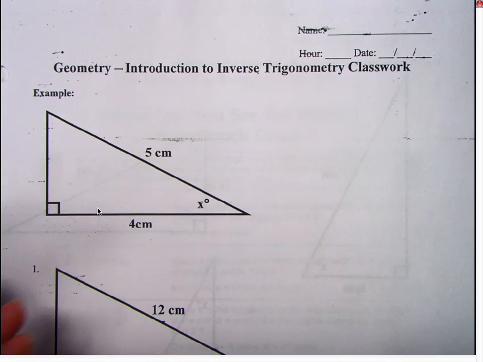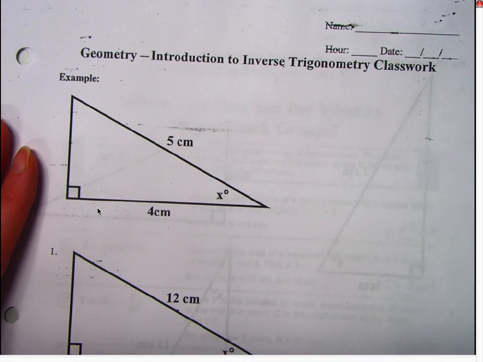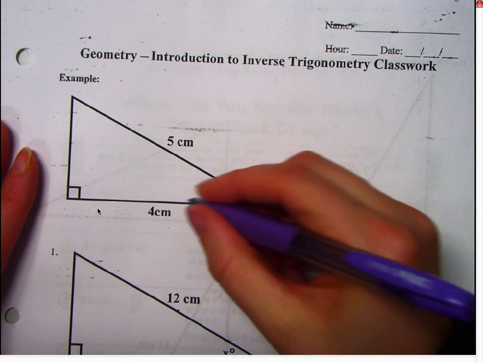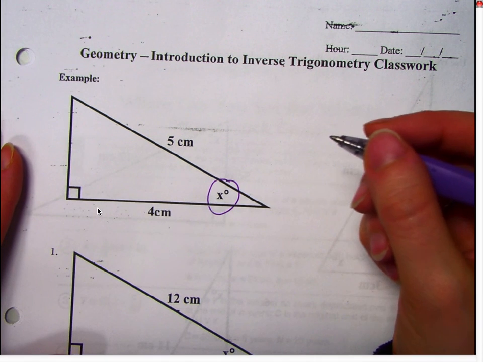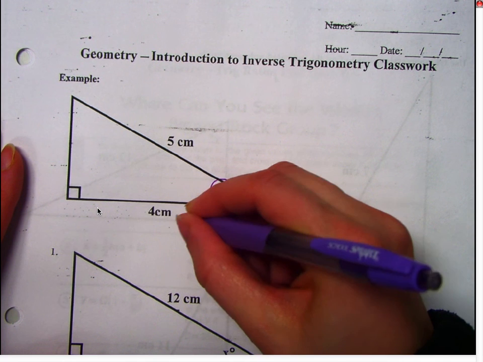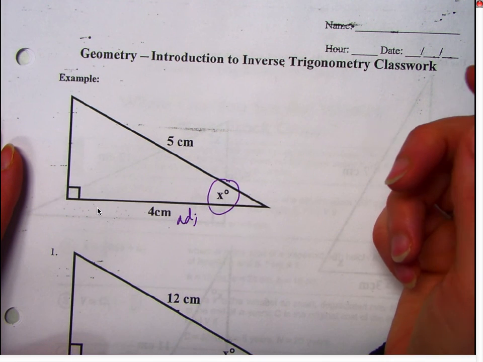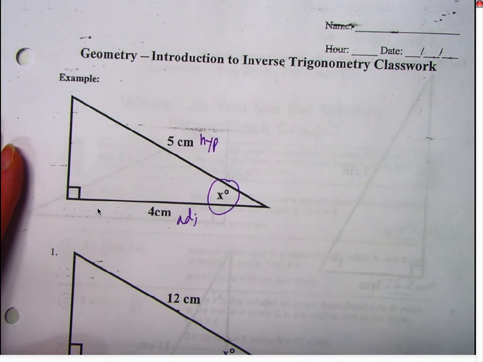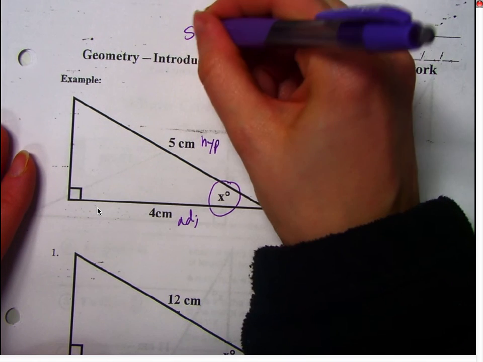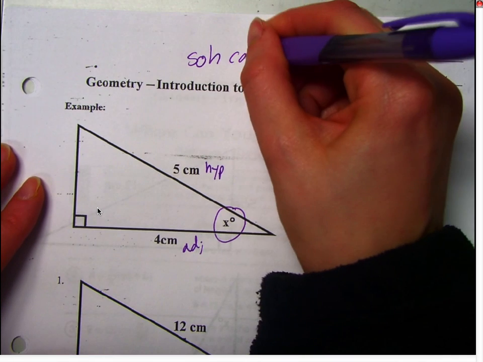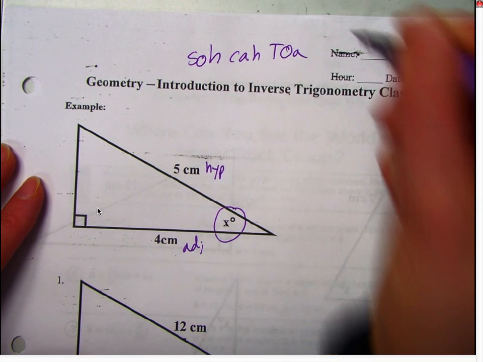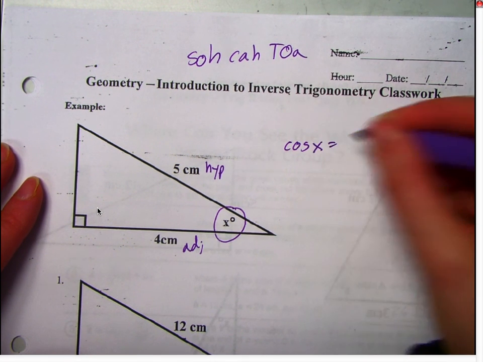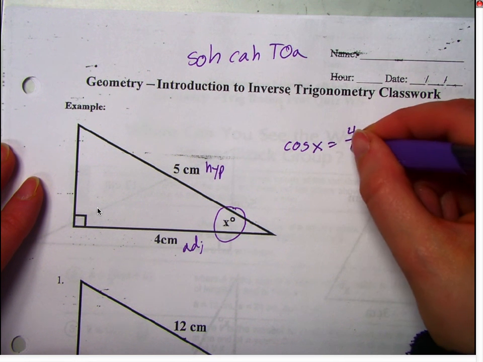So we've got our triangle here. X is right here. This is our angle. 4 would be our what? Opposite, adjacent, or hypotenuse? Adjacent. 5 would be opposite, adjacent, or hypotenuse? Hypotenuse. Okay, so if we have adjacent and hypotenuse, according to SOHCAHTOA, what are we using? Cosine. So we're doing the cosine of x equals the adjacent 4 over the hypotenuse 5.